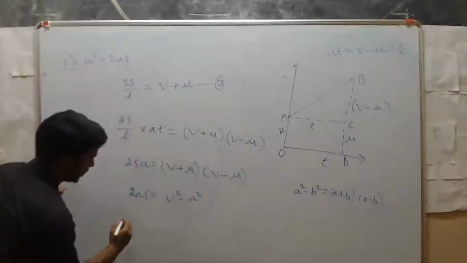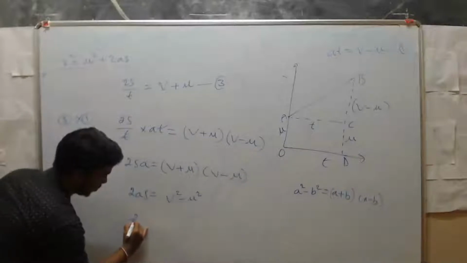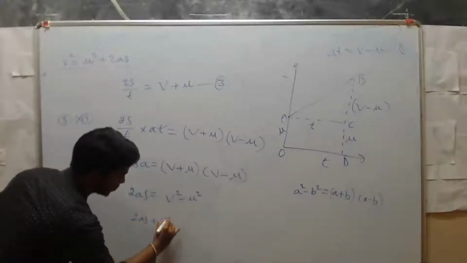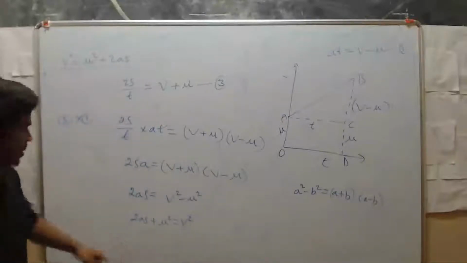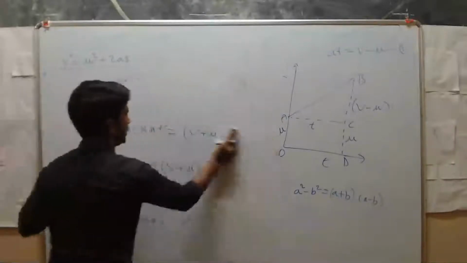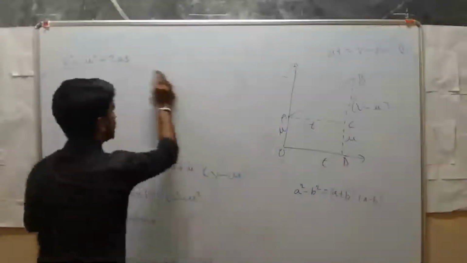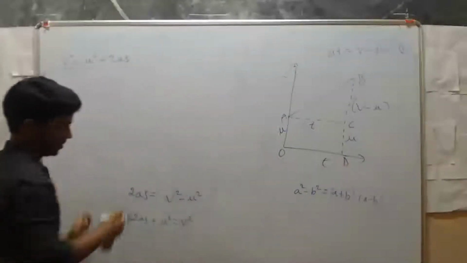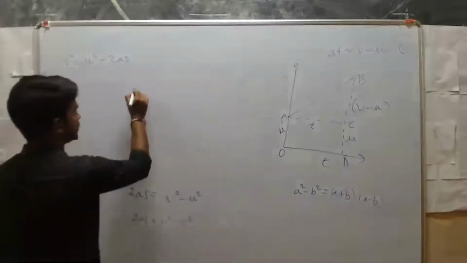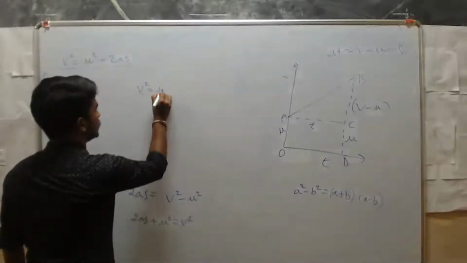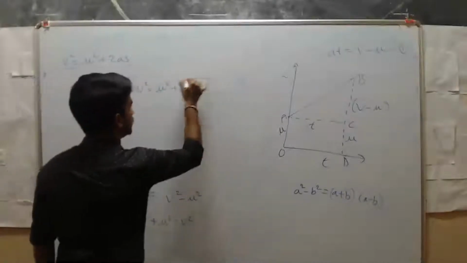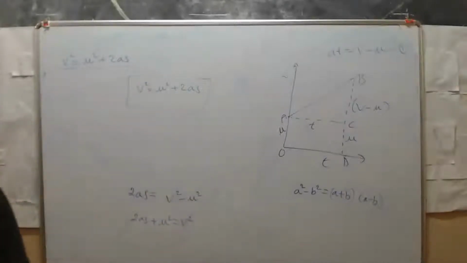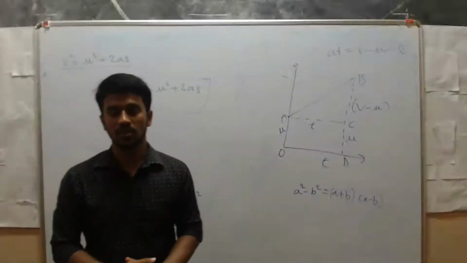Now bring u square to this side. Then 2as plus u square equal to v square. So finally we can write this expression as v square equal to u square plus 2as. Okay. So this is the proof of these three equations of motion.